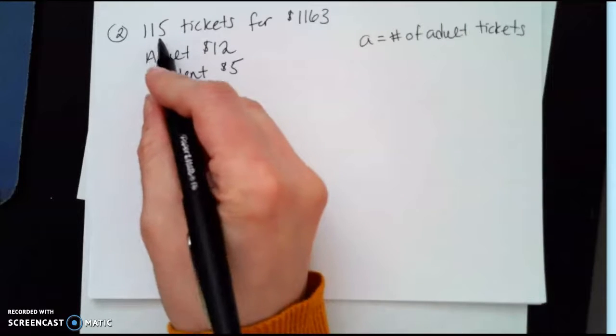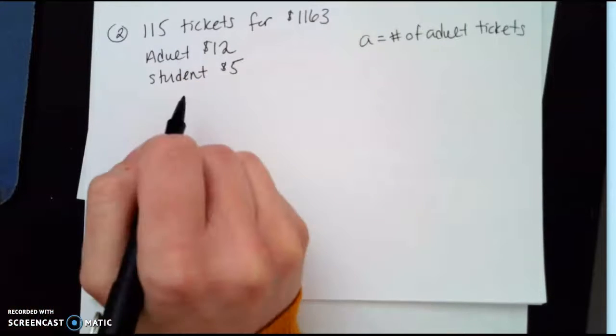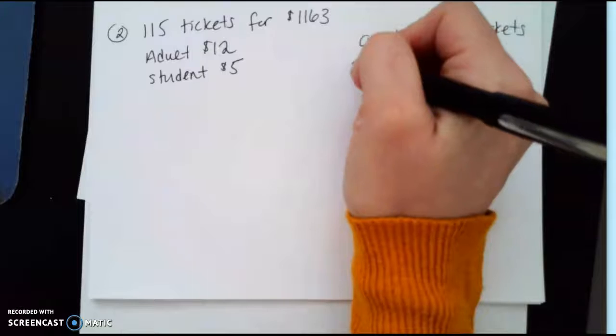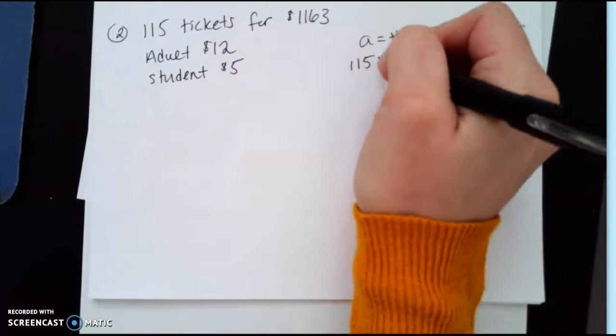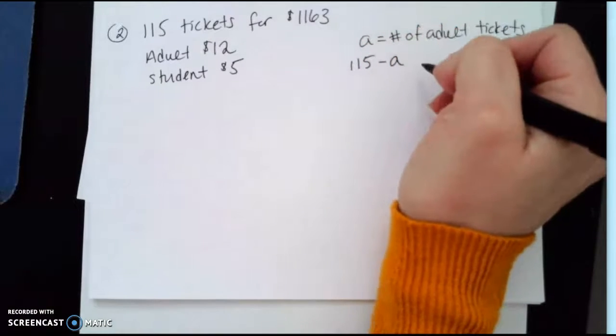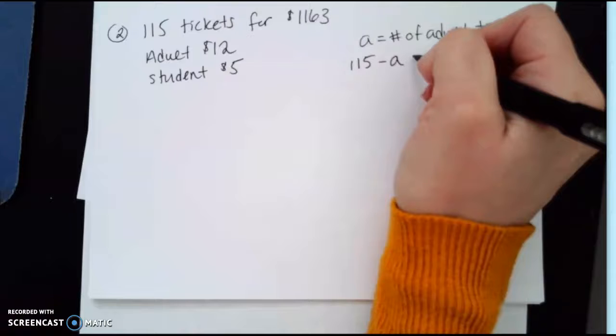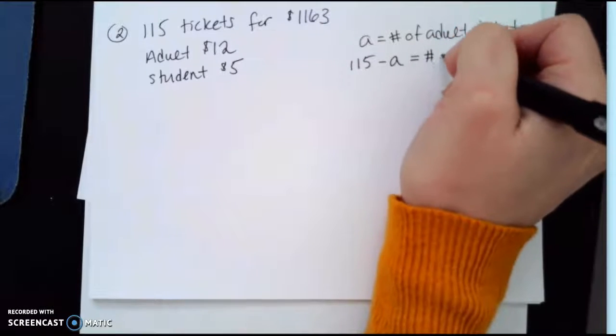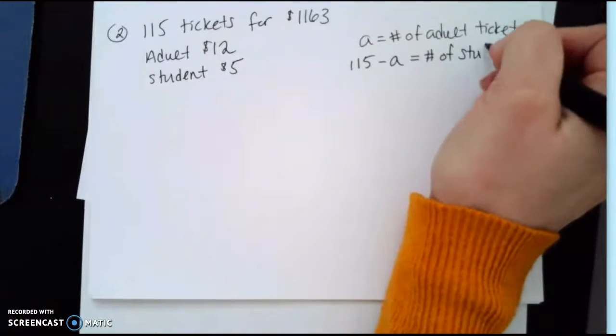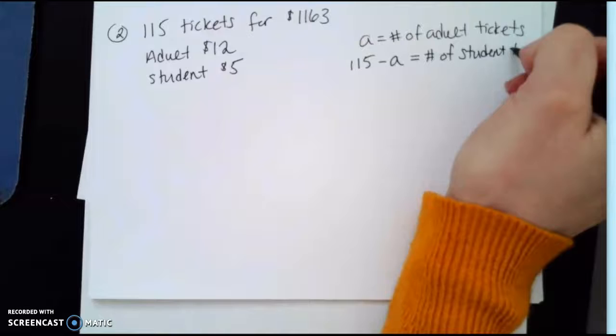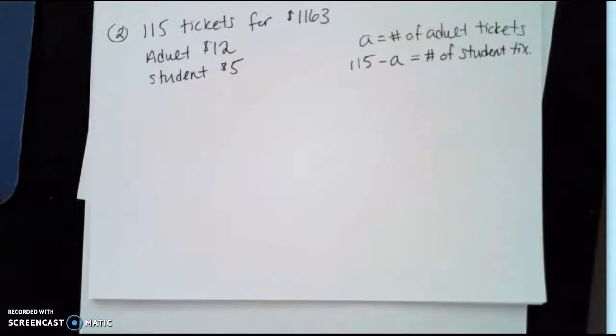If we have 115 tickets in total, the number of student tickets can be found by taking the 115 and subtracting the number of adult tickets. So 115 minus A is the number of student tickets. I'll just abbreviate tickets there.